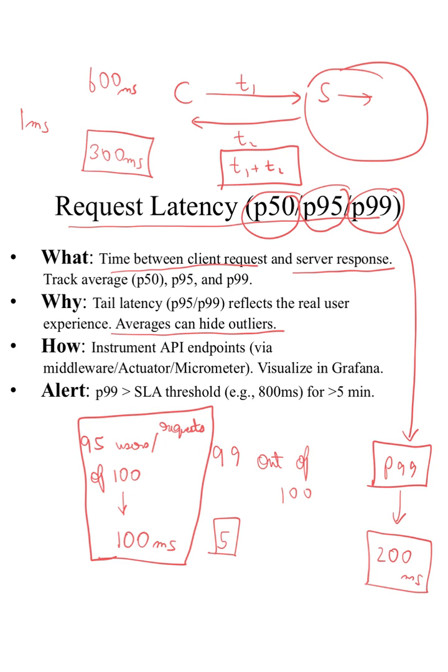How should it be measured? It should be measured by instrumenting API endpoints. You can use Actuator, Micrometer, or any middleware, and you can visualize it in Grafana. You can also set alerts if your P99 goes above a threshold. For example, if it goes beyond 5 minutes, your SRE team, which is site reliability engineers, might get an alert, and you can take the right action. So this is the first thing.